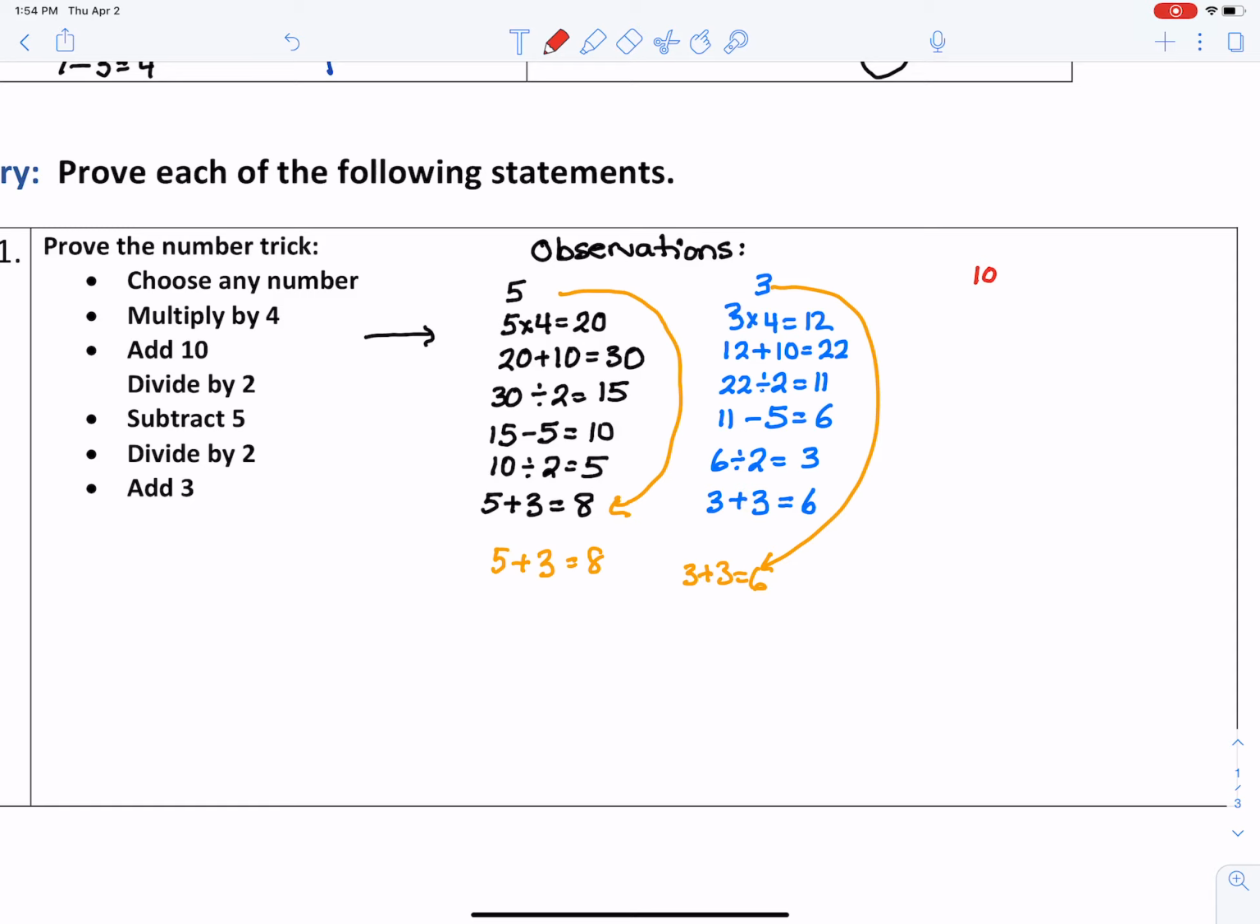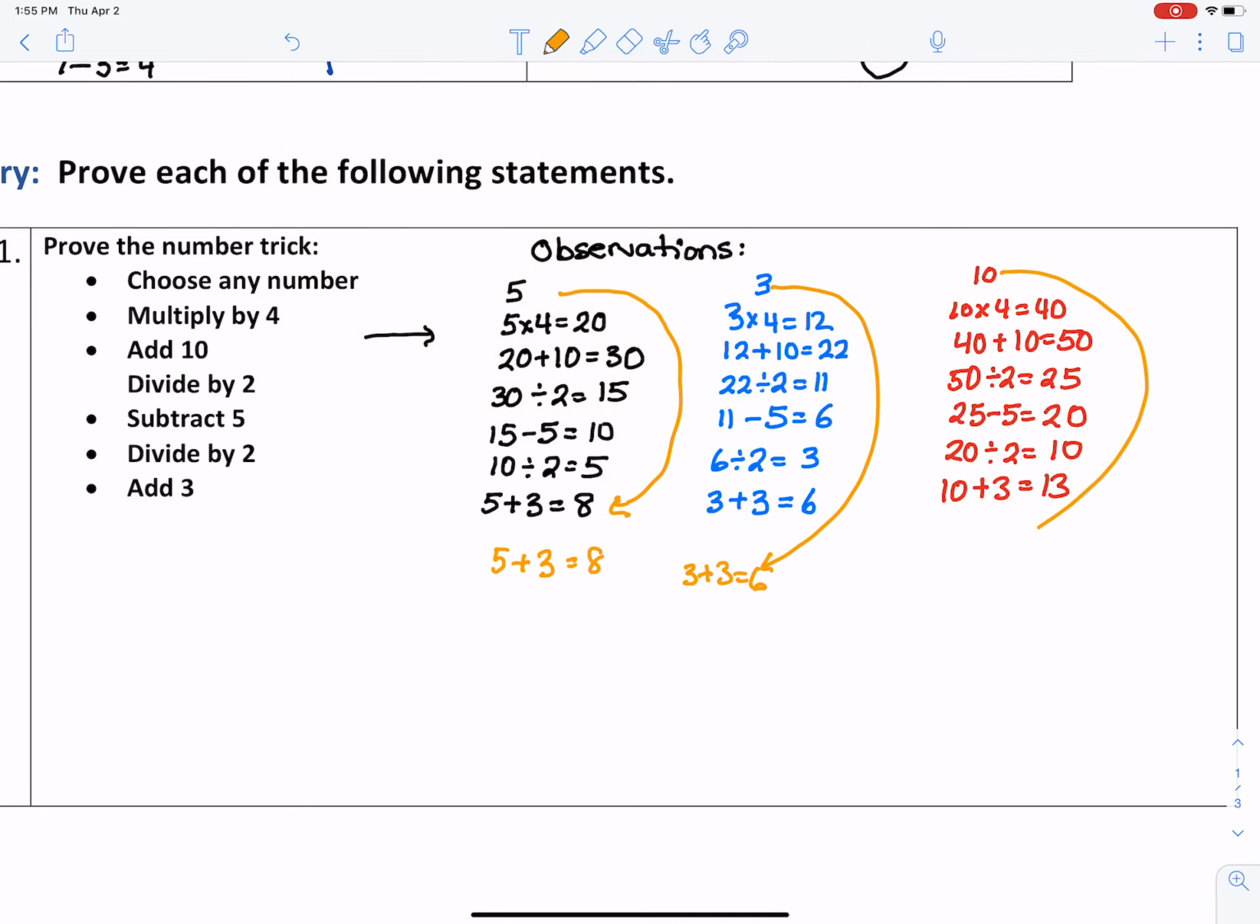Let's take a number. I'm going to choose 10. Multiply it by 4. 10 times 4 is equal to 40. Add 10. 40 plus 10 is equal to 50. Divide by 2. 50 divided by 2 is 25. Subtract 5. 25 take away 5 is 20. Divide by 2. 20 divided by 2 is 10. And then add 3. 10 plus 3 equals 13. So it does seem to hold true because my original number was 10, and if I add 3 to it, I get 13.